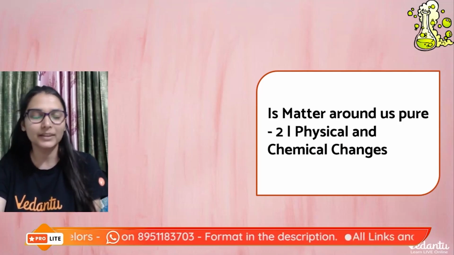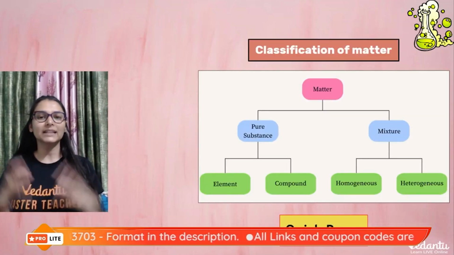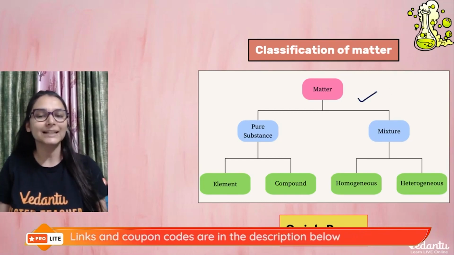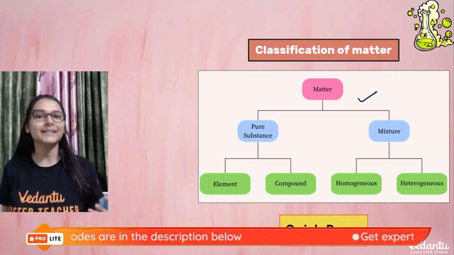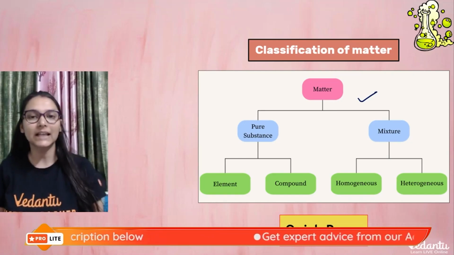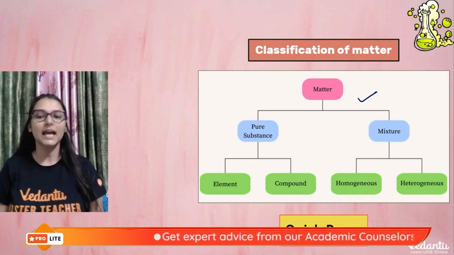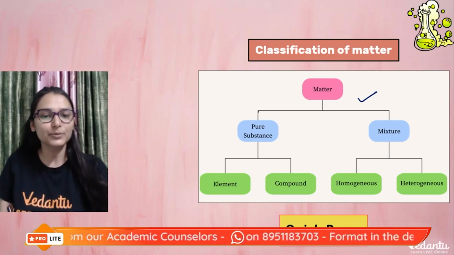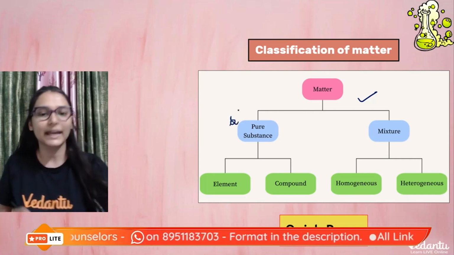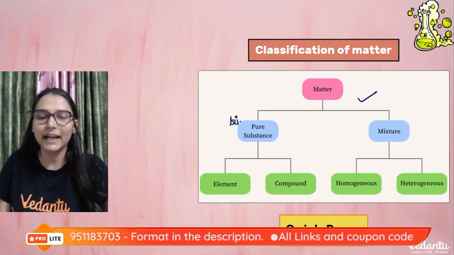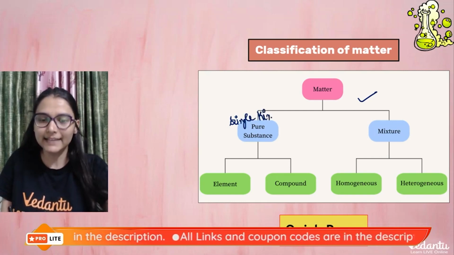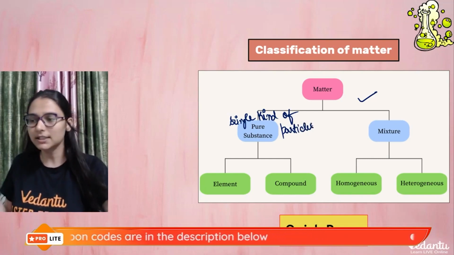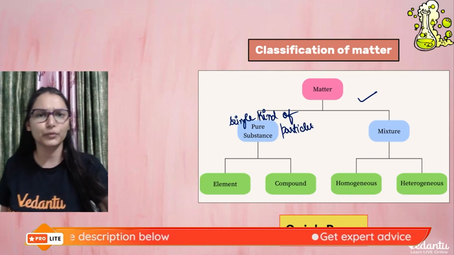Let's get started with physical and chemical changes. Before that, giving you a glimpse of what we covered in our last session. We talked about the chemical classification of matter, that how the things around us can be chemically classified into the pure substances and the mixtures. Mixtures are like the impure substances in chemistry. Pure substances are made up of all the same kind of particles, a single kind of particles. Mixtures have different kinds of particles combined in any random ratio. There is no fixed ratio.